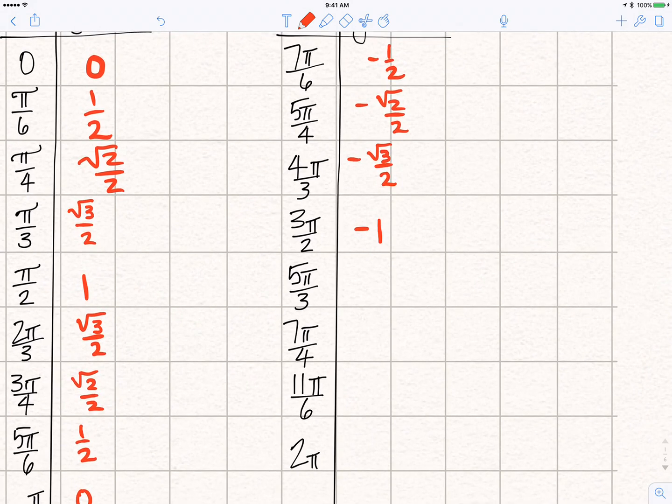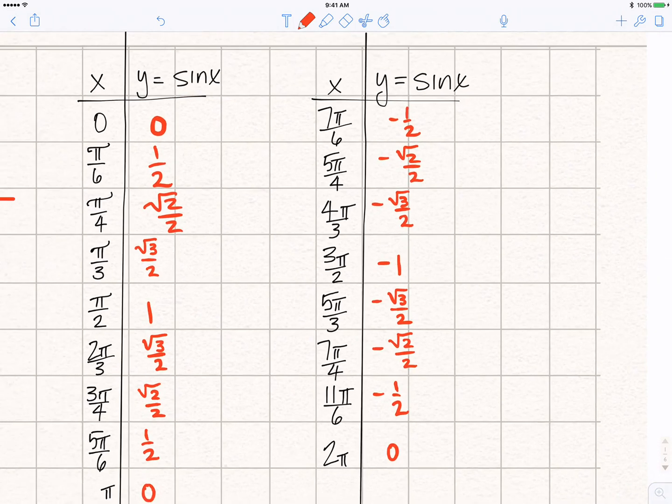Into the fourth quadrant, y value at 5 pi over 3, long leg, root 3 over 2, but it's negative. 7 pi over 4 is negative root 2 over 2. Y value at 11 pi over 6 is a short leg, negative 1/2. And then we're back to the beginning. The y value at 2 pi is 0.